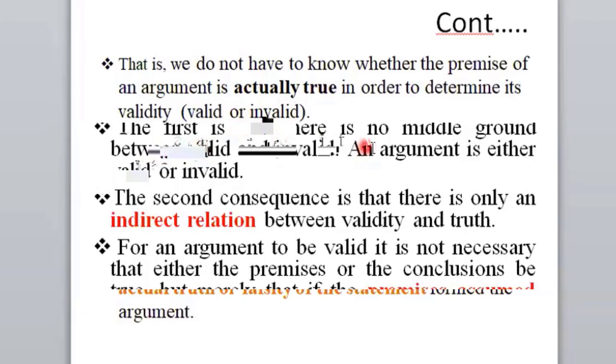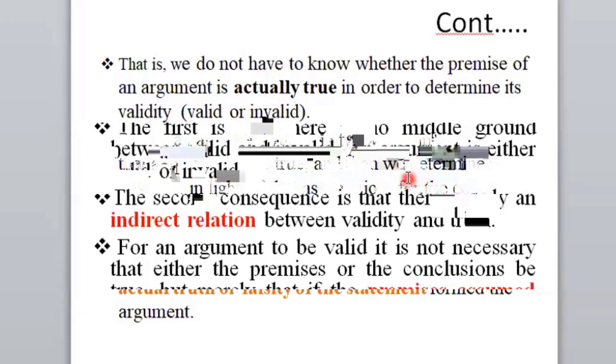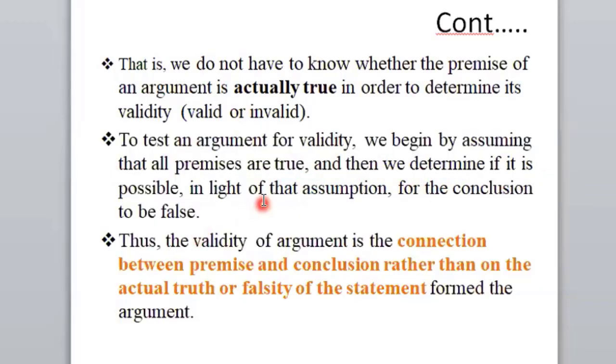Therefore, to test an argument for validity, begin by assuming that all premises are true, and we determine if it is possible, in light of that assumption, for the conclusion to be false. I have already told you this one. Therefore, the validity of the argument depends on the connection between the premises and the conclusion, rather than on the actual truth or falsity of the statements that form the argument.